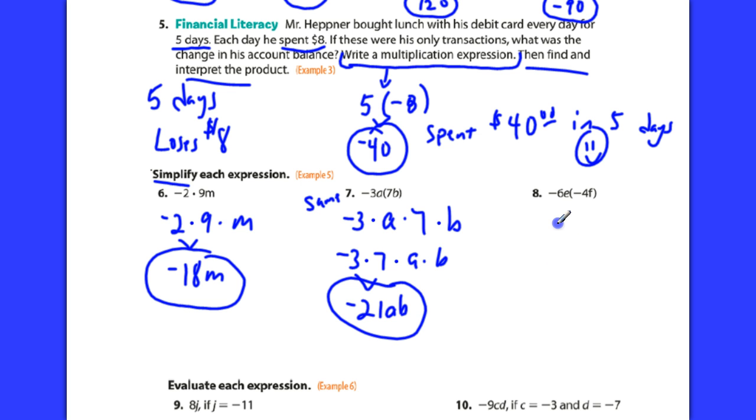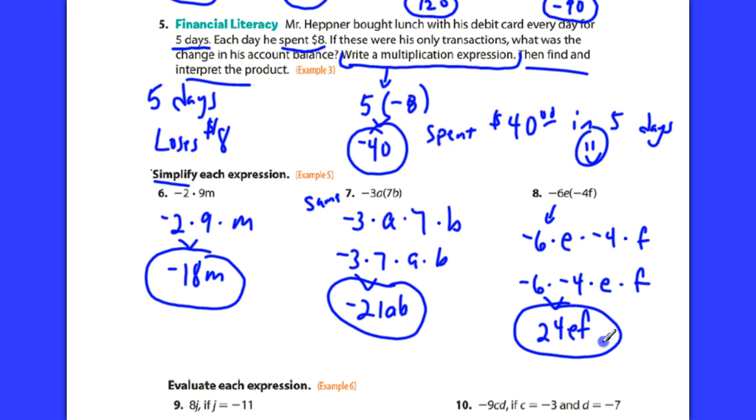Number 8 is the exact same way. This means negative 6, write it down like this please, times e times negative 4 times f. Commute, change them around so that the numbers are next to each other. And then multiply. Negative times negative is positive 24ef. And we have it.